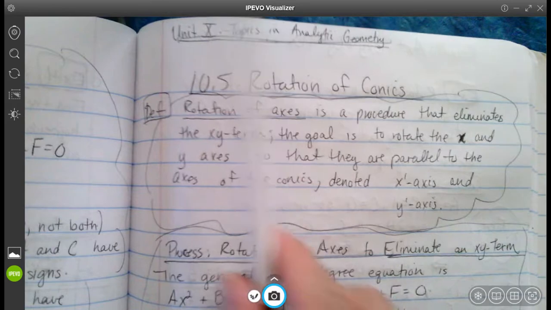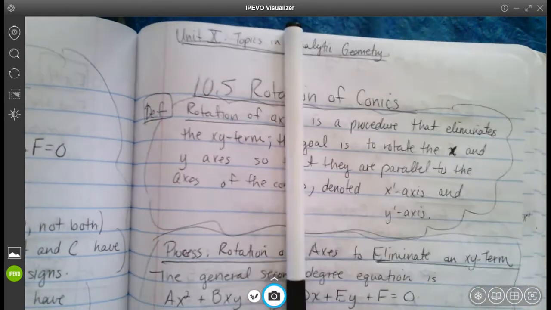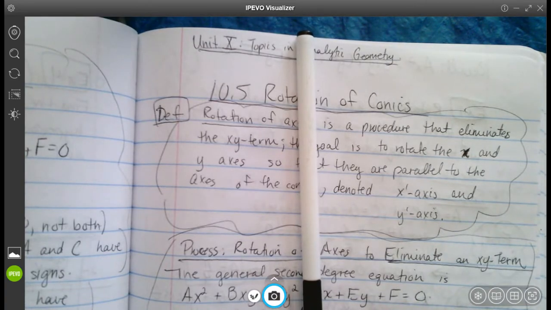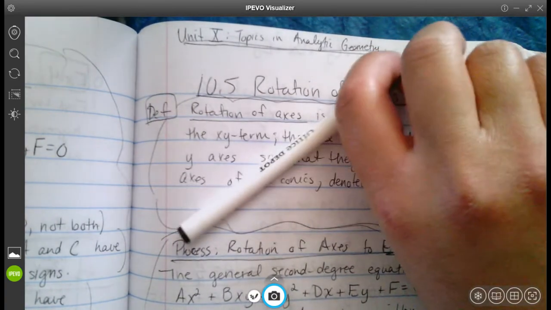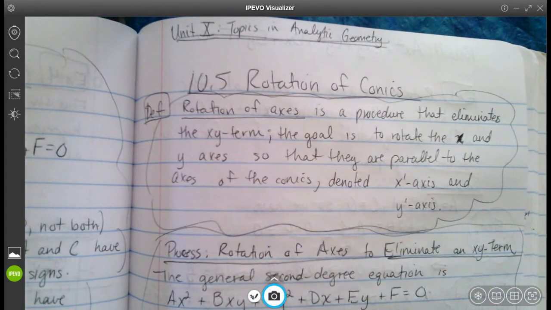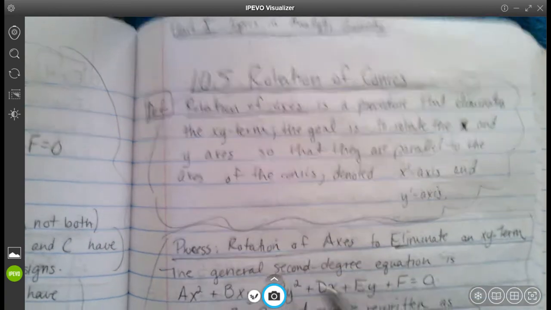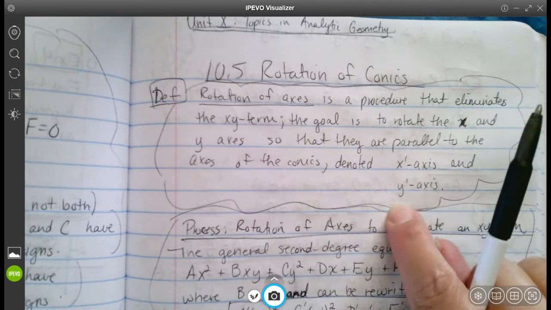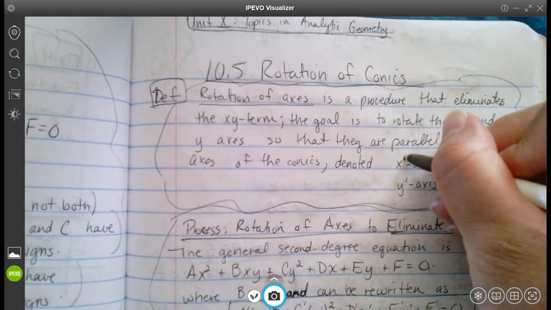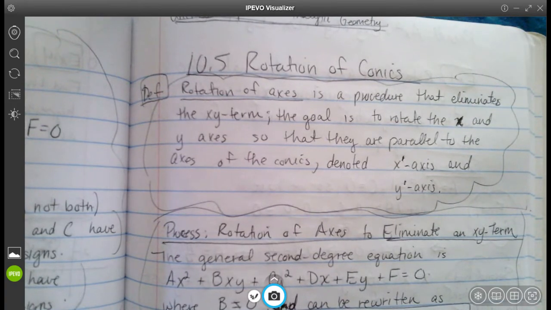For instance, with hyperbolas, we had either horizontal or vertical, but often in real world situations, the hyperbola is more slanted. Because it's slanted, we need to redefine the axis to make it parallel to those axes. We do this by rotating the axis, and we denote the new axes as x prime and y prime. This little dash means prime. It's another version of the x axis and the y axis.